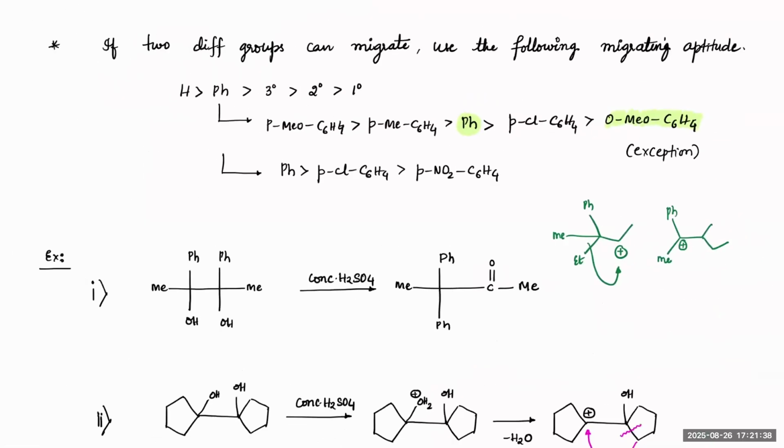Now migrating aptitude, which one should be migrated, depends upon this order. Remember this order. Hydrogen is the first one to migrate, then phenyl, then 3 degree, 2 degree, 1 degree.